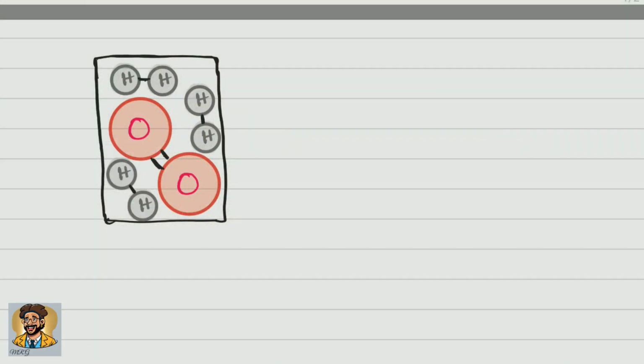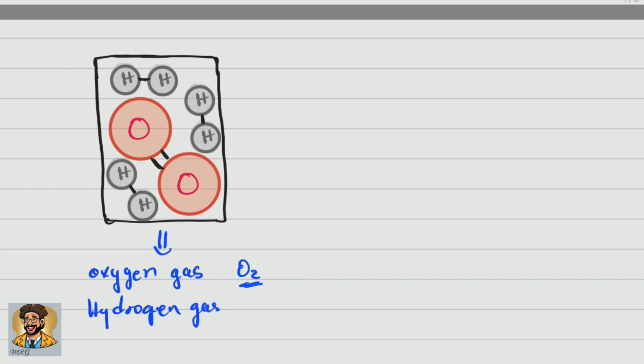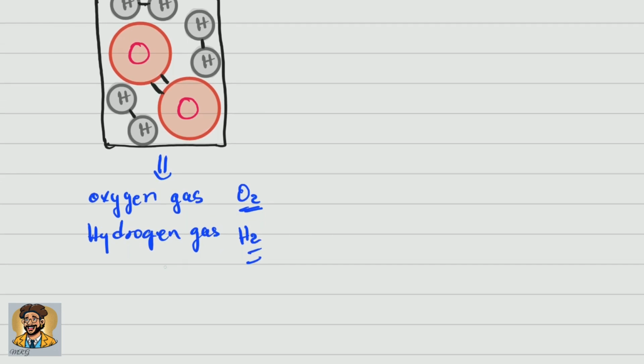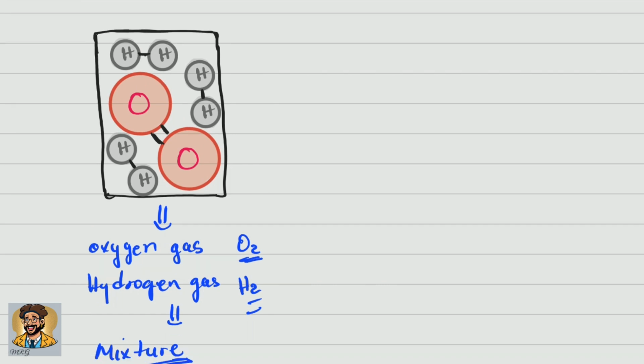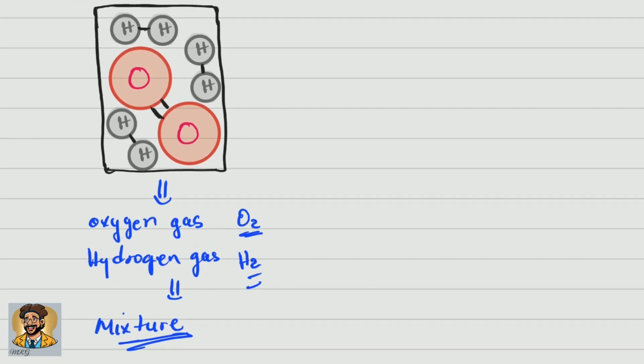So to get clarity here, let's say we have a closed container. What we have there is oxygen gas and hydrogen gas, which is H2. This is a mixture. Why? Because they are not bonded. The oxygen is oxygen and the hydrogen is hydrogen, but the oxygen and the hydrogen are not bonded to each other.